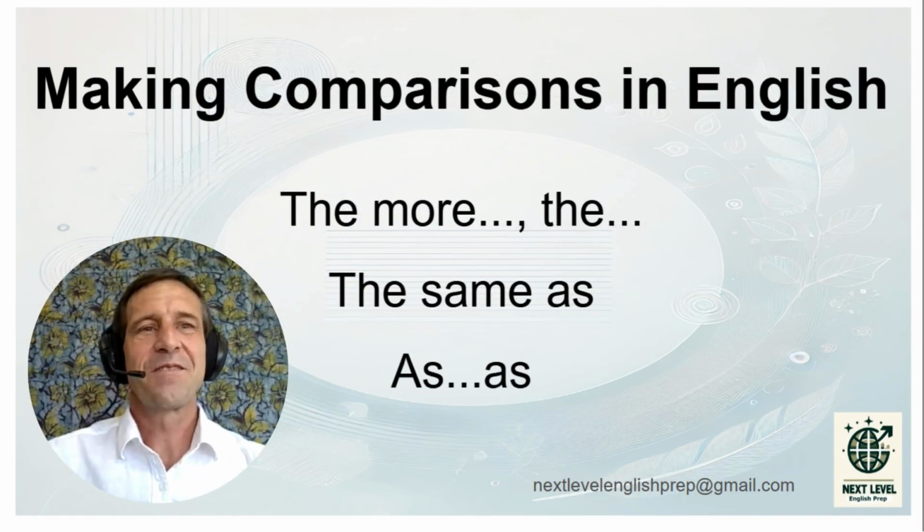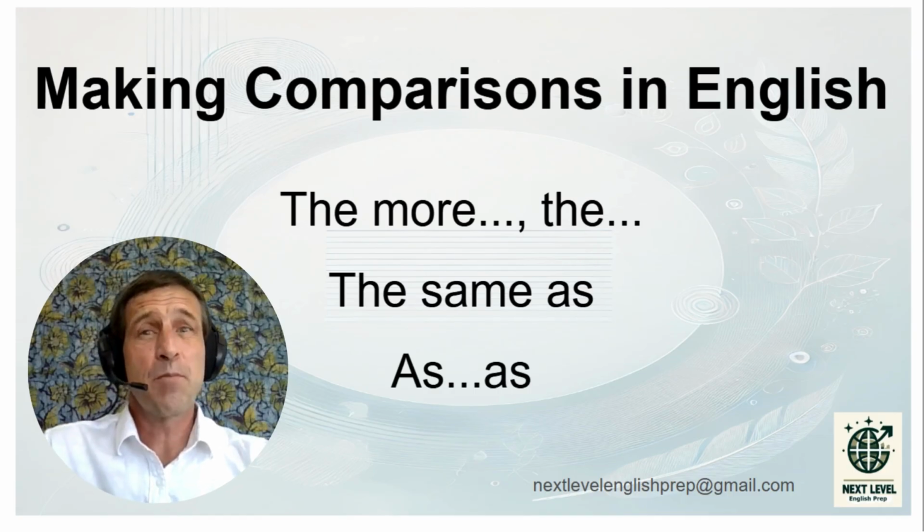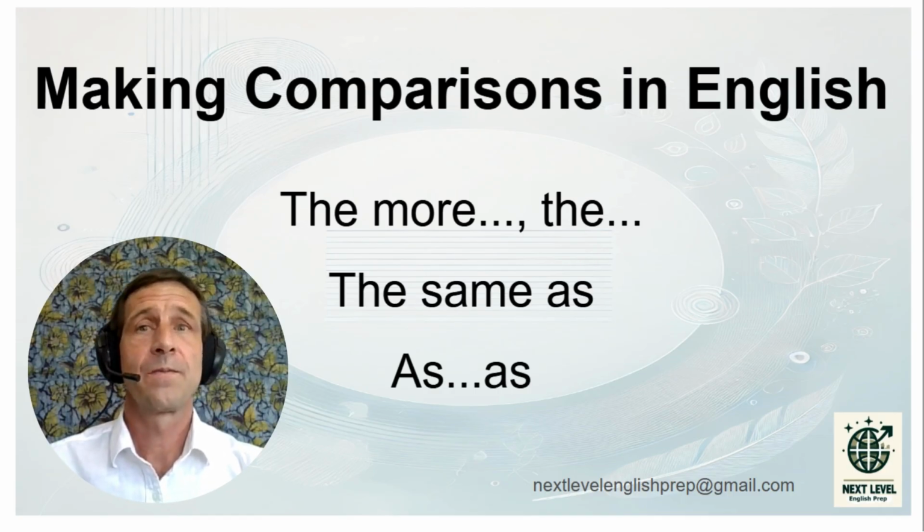We use comparatives to talk about similarities and changes between things. Like in these sentences, this phone is as expensive as that one. It means they both cost the same amount. Let's go through each one of these step by step.